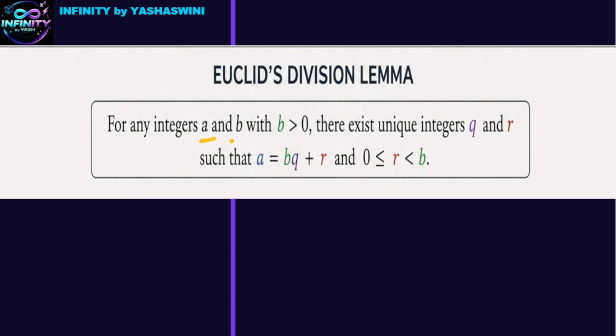For any two integers a and b, with b greater than 0, there exist unique integers q and r such that a is equal to bq plus r, and r is greater than or equal to 0 and less than b. I know that if I say only theory, you won't understand anything. So let me explain step by step.